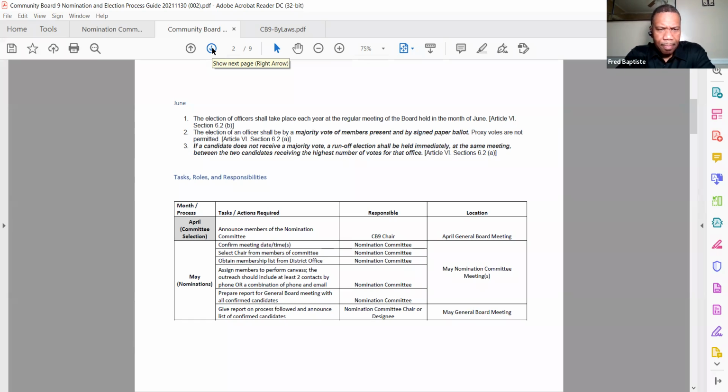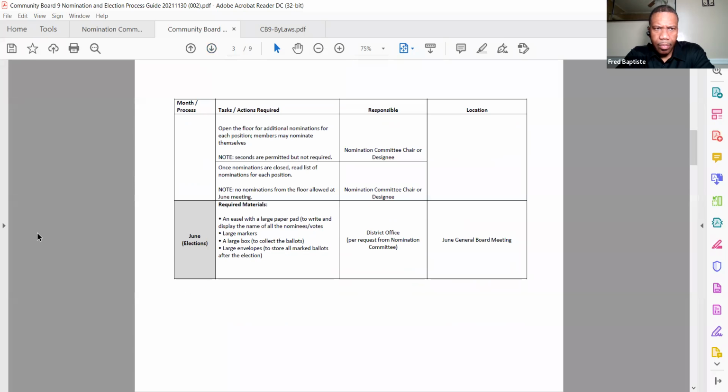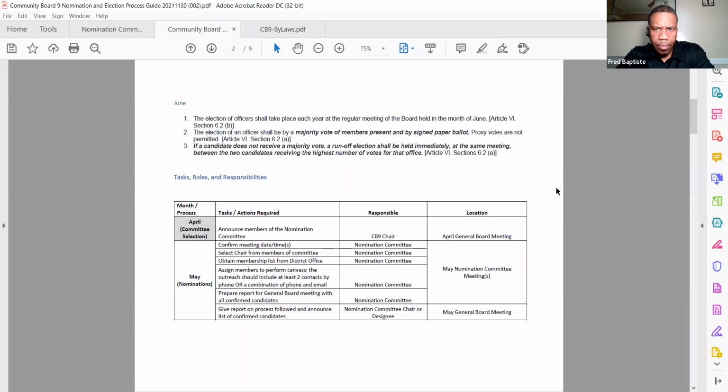Can you scroll down a little bit more? Actually, you can keep going a little bit more.